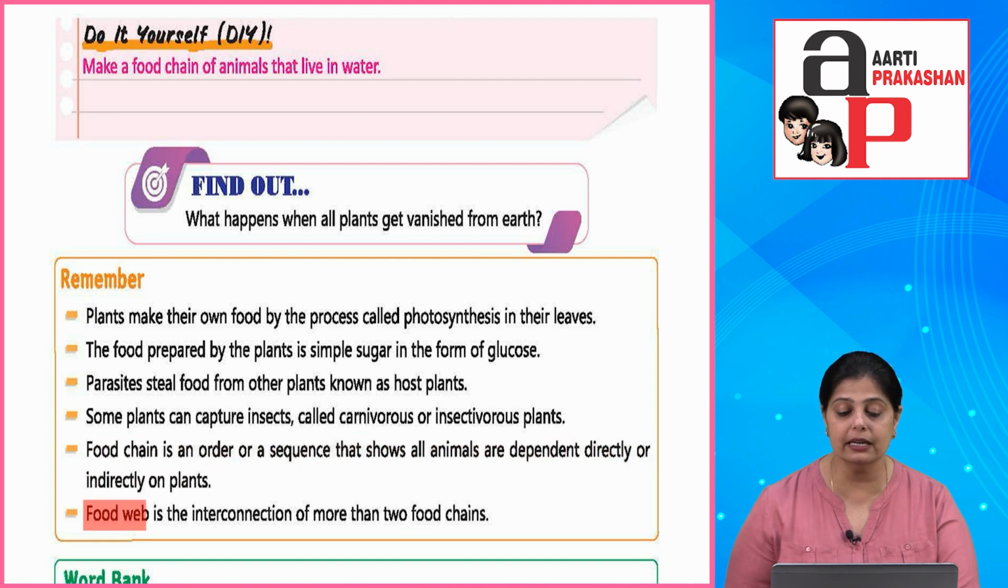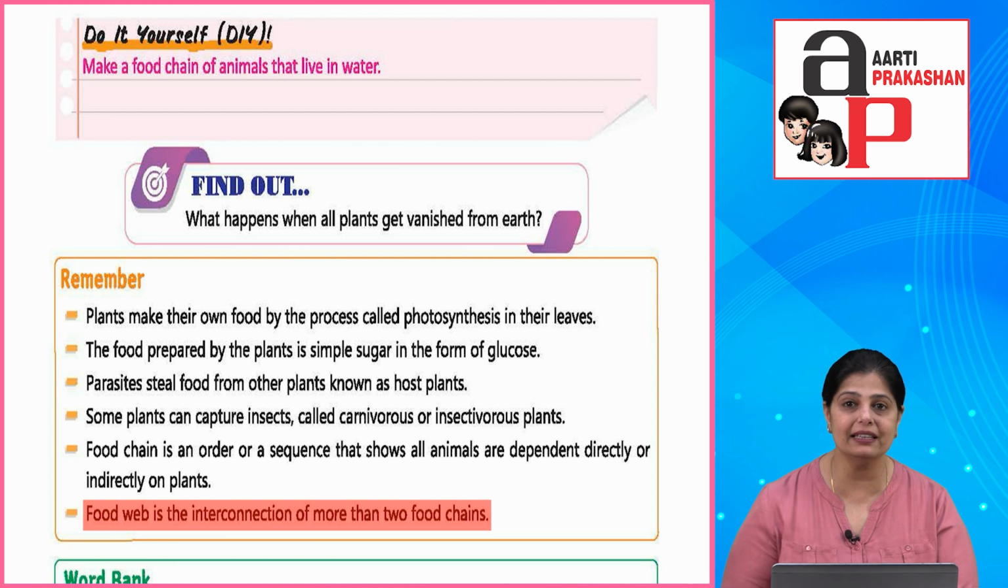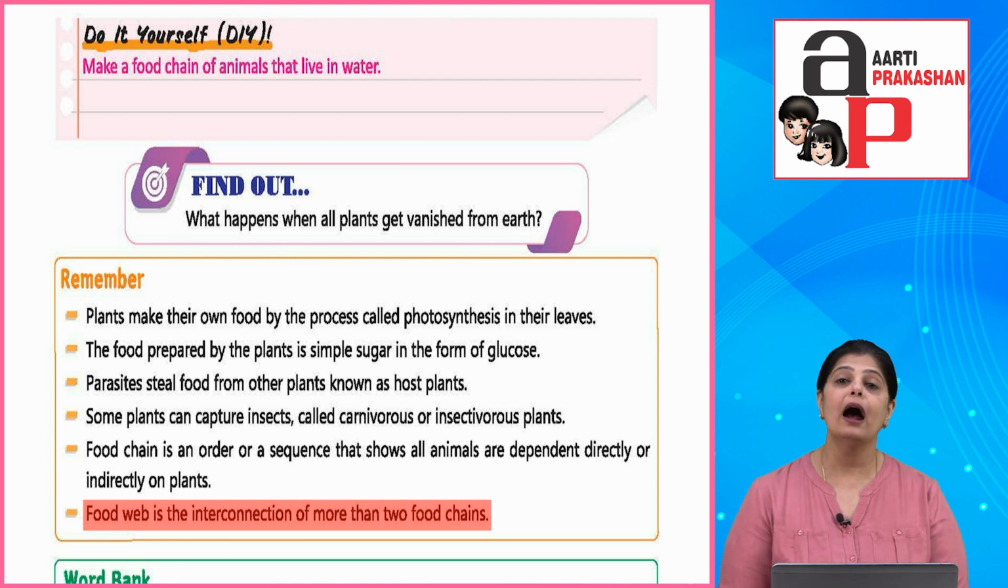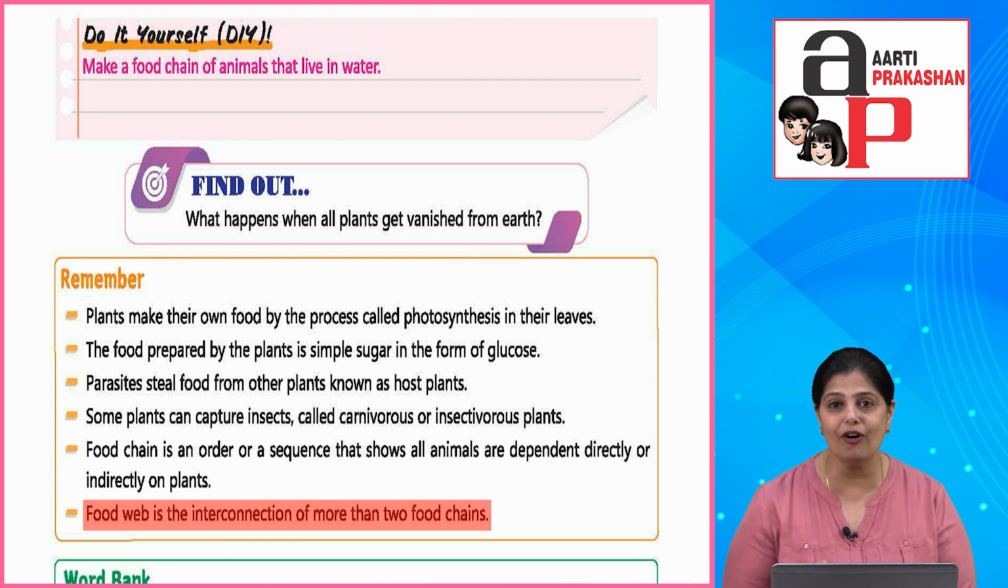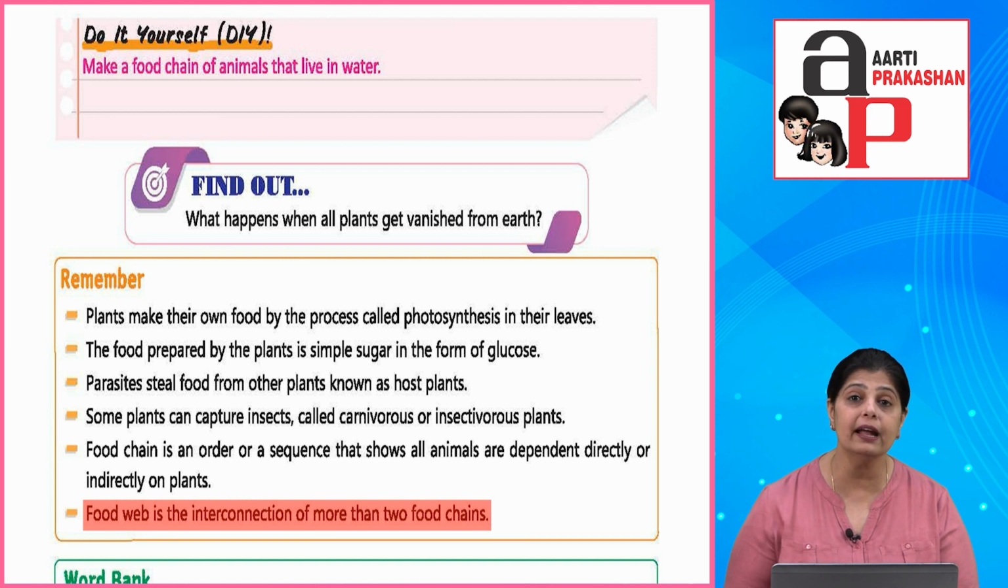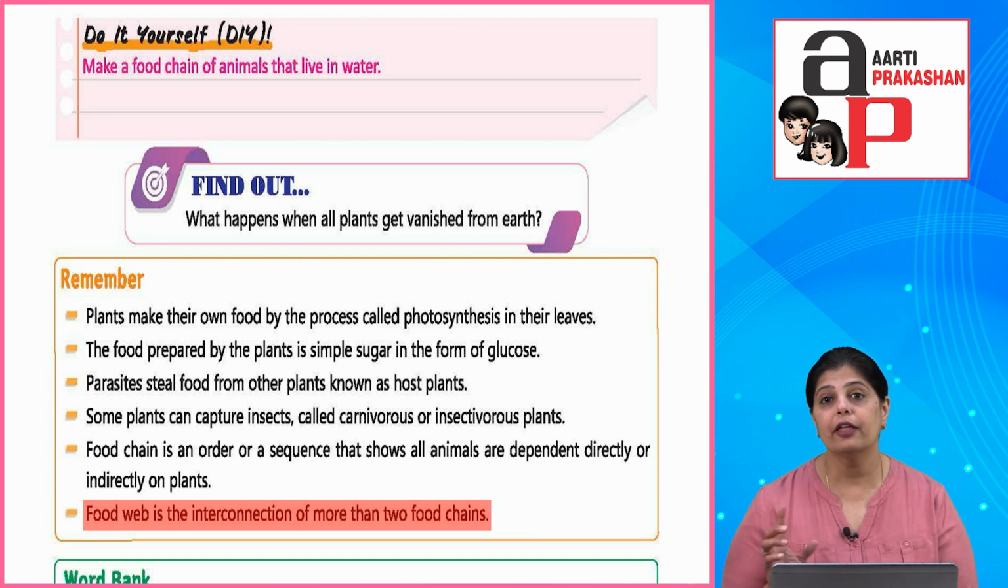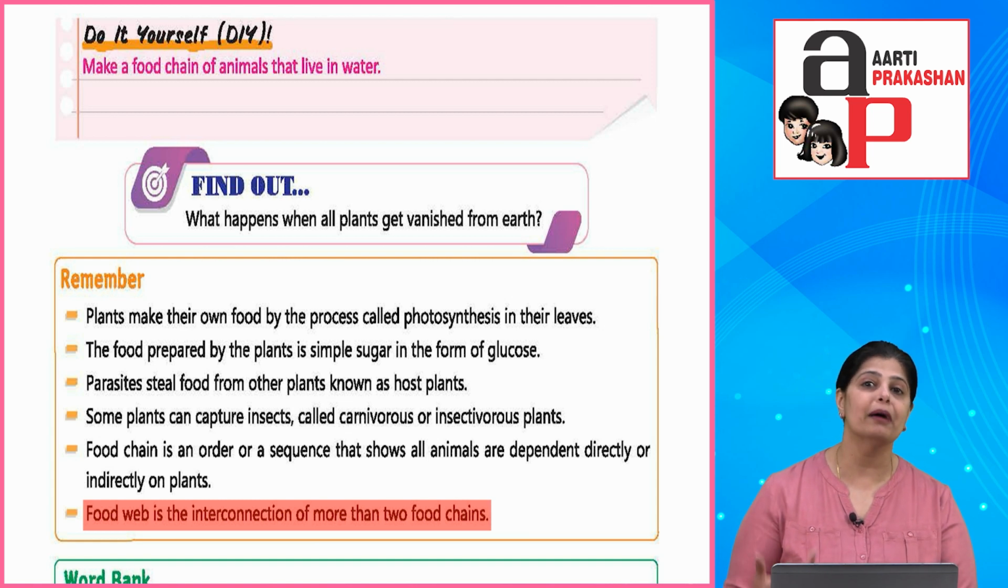Food web is the interconnection of more than two food chains. Alright, so children, quickly reread this chapter. I hope now you know how we all are dependent on the different things. Like we are also dependent on plants, we are also dependent on animals. In the similar way, animals are also dependent on plants, and plants are also dependent on us because the moment we eat them, the new plants keep on growing and multiplying.